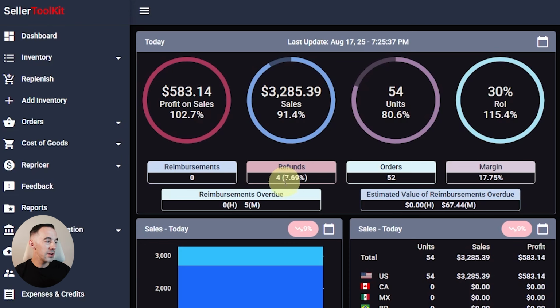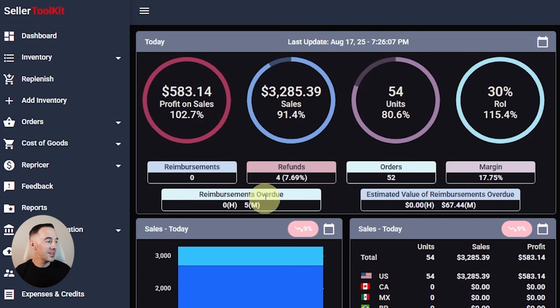Now, the next one is refunds. So it looks at all the refunds that have come in. Also, the number of orders, which you might be like, why is that different to units? Because obviously, sometimes people are going to order more than one unit per order. So therefore, orders is going to be less than units sold. And then obviously your gross margin that you're looking at there. So some people like ROI. I like both ROI and gross margin, and I do look at both of them as well.